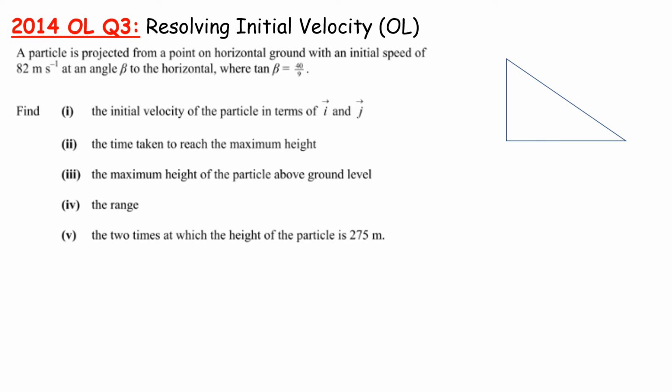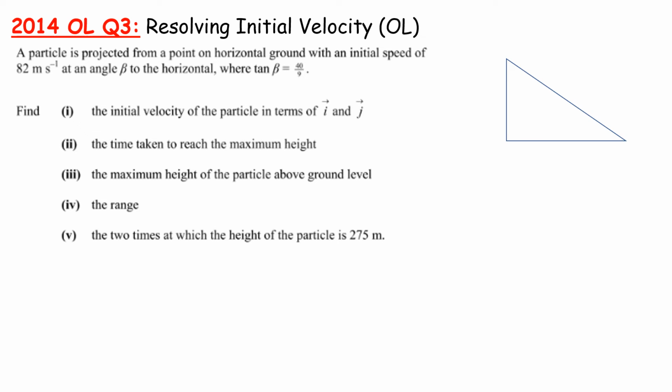So let's look at a question where the velocity is not given in terms of i's and j's and where we have to actually resolve it ourselves. So this is the 2014 ordinary level question 3. A particle is projected from a point on horizontal ground with initial speed of 82 meters per second at an angle beta to the horizontal, where the tan of beta is equal to 40/9. Now the first thing I'm going to do, regardless of what they ask, and they do ask for the initial velocity in terms of i's and j's, is resolve that.